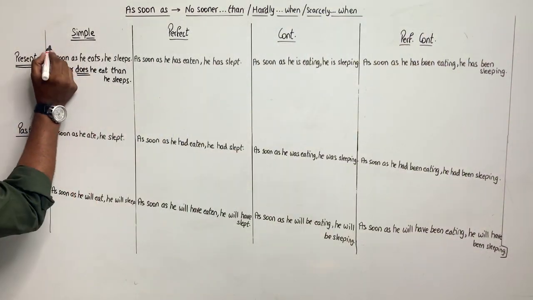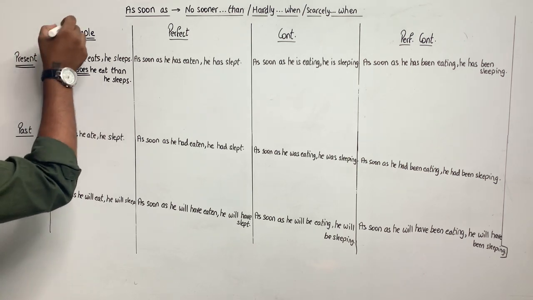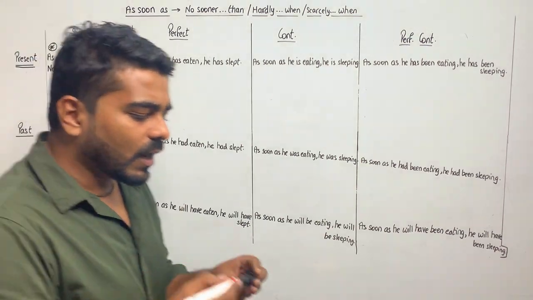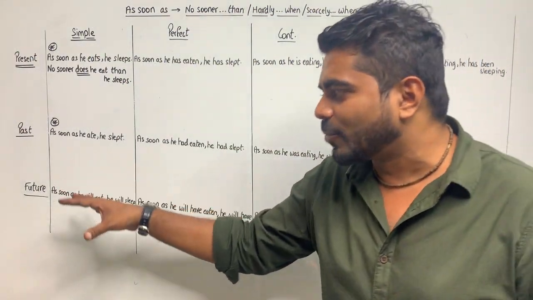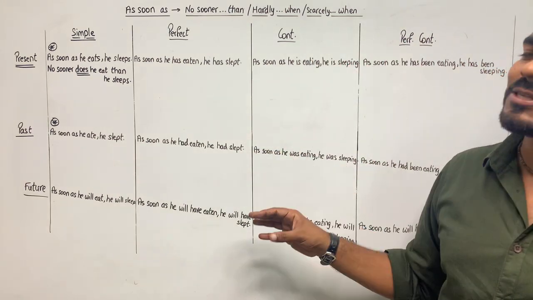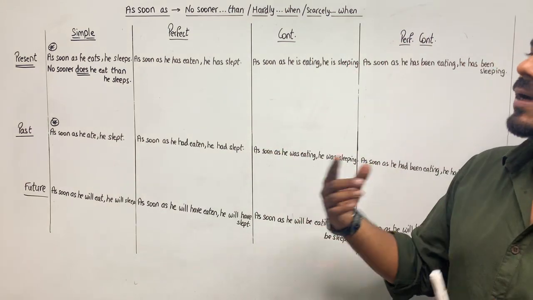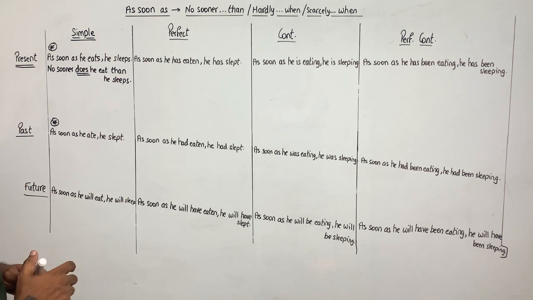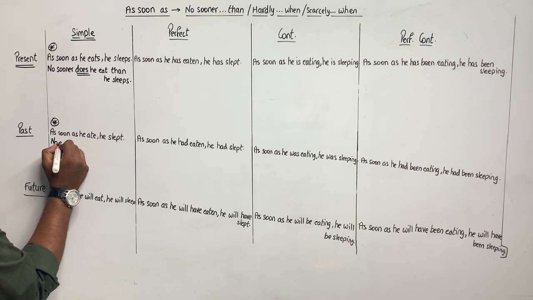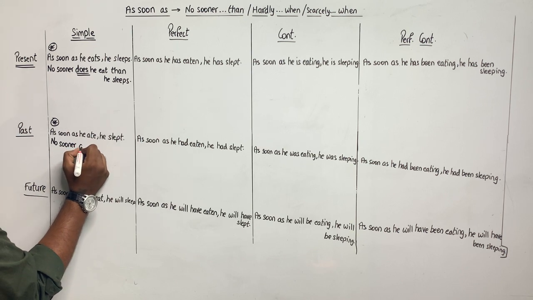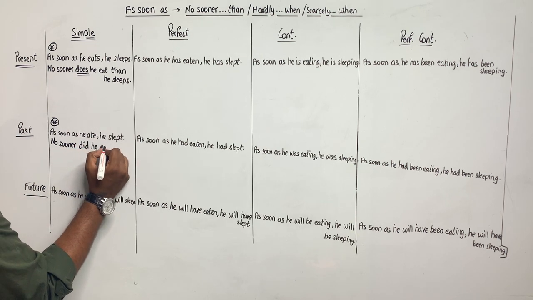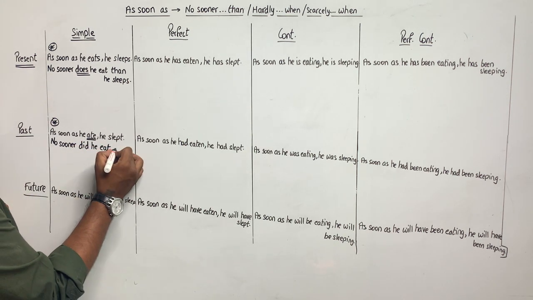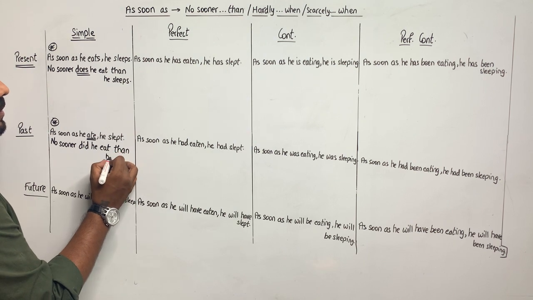Now, the pattern of answer is only different in these two: simple present and simple past. Only these two questions have a different pattern. Other than that, it is a very simple and monotonous way of answering. Almost always you keep doing the same thing. You'll come to know about it as we approach it. Let's see the second one for now. As soon as he ate, he slept. No sooner did he eat than he slept. As soon as he ate, past tense.